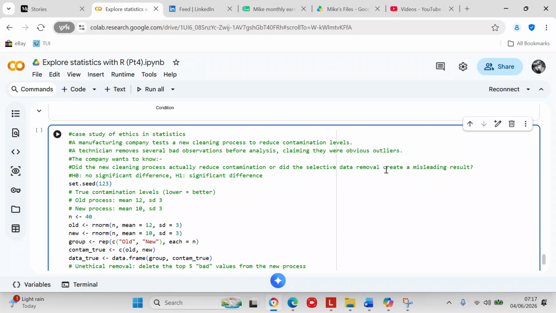Our null hypothesis is going to be no significant difference, and our alternate hypothesis is going to be a significant difference. So we're going to simulate this case study in R so you can see how it's done.